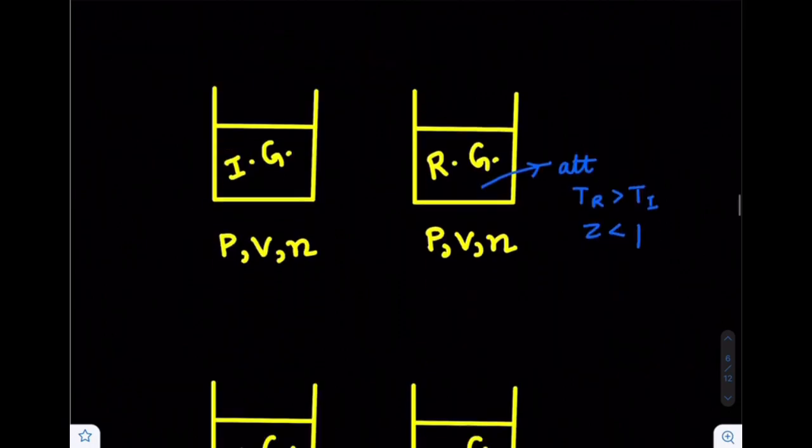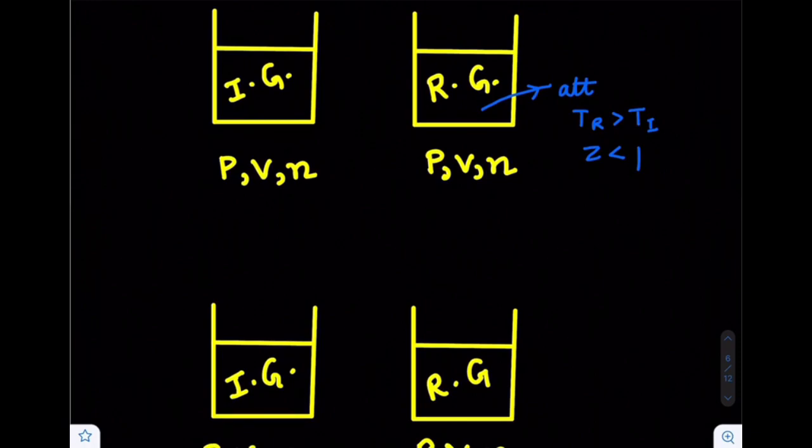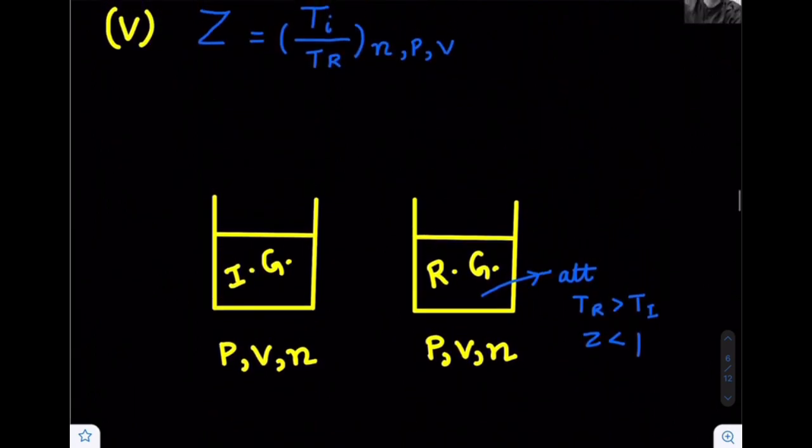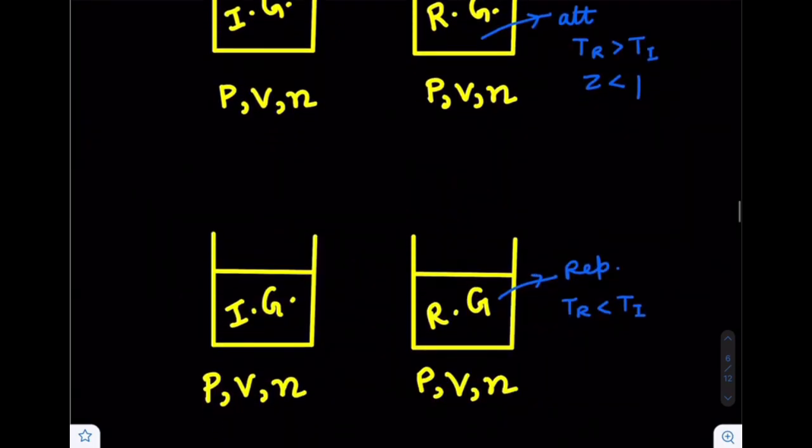And the other case, when there is repulsion between the real gas molecules, in case of repulsion their momentum is going to increase when they are going to collide with the wall of container. We want to decrease their momentum. In order to decrease their momentum, we have to decrease the temperature of real gas. So in this particular case, we can say that in order to develop the same pressure, we have to decrease the temperature of real gas with respect to ideal gas, and the temperature of real gas is in the denominator. So if we are decreasing the temperature of real gas, we can say that Z is greater than 1.